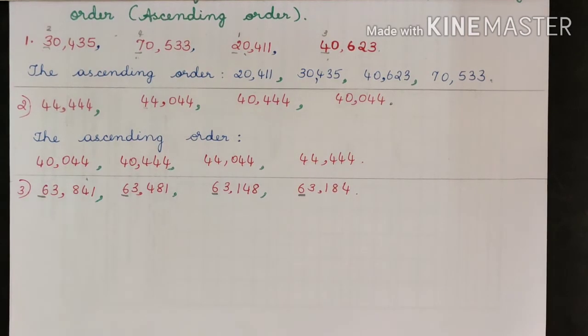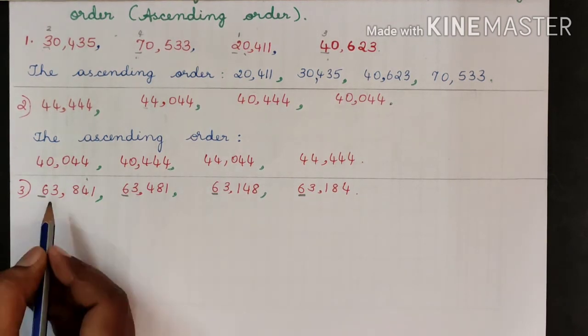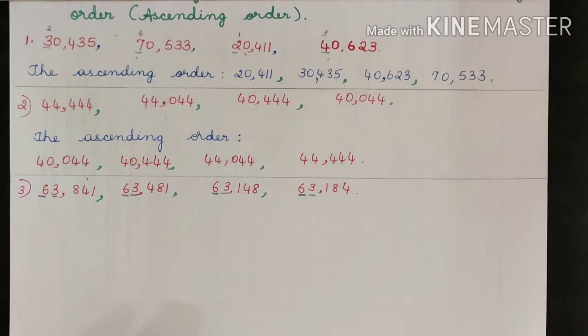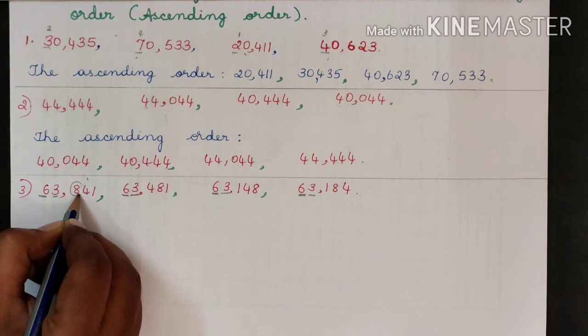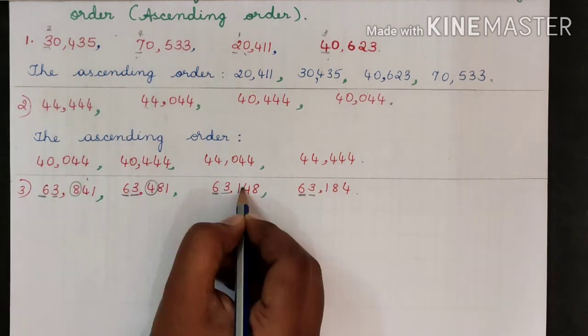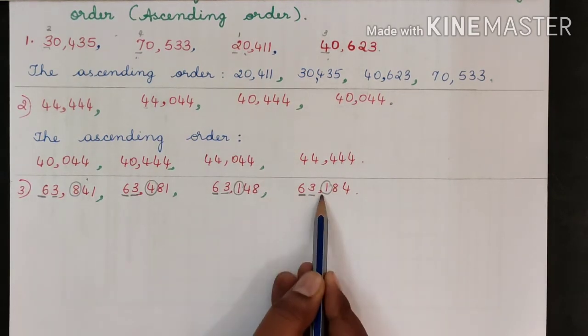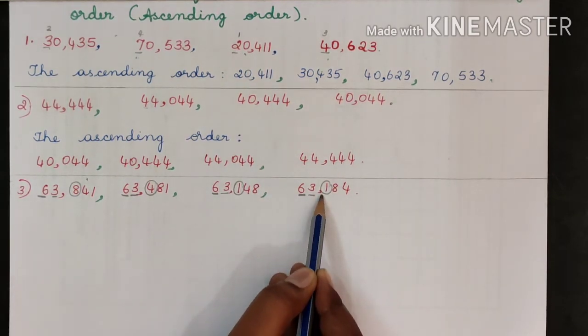It is same. What to do? Go to thousands place. Compare the numbers in thousands place. We have 3, 3, 3, 3. Again it is same. When 10,000s and thousands are same, we have to compare the numbers in hundreds place. Let us compare. We have 8, 4, 1 and 1. We all know that 1 is the smallest number.